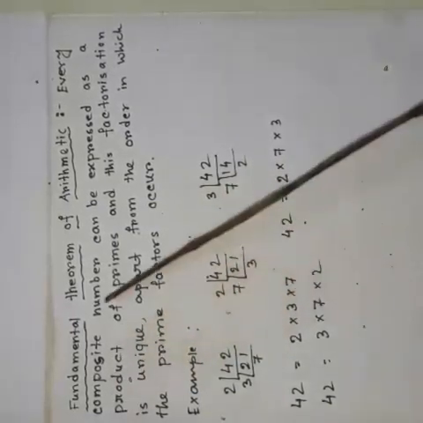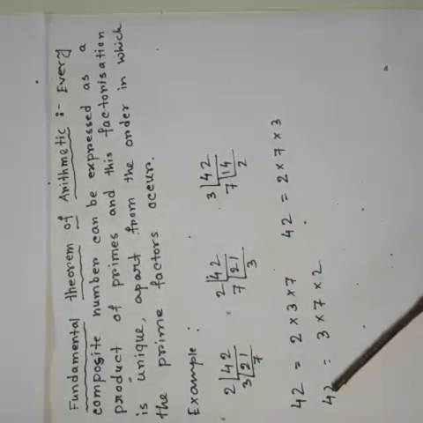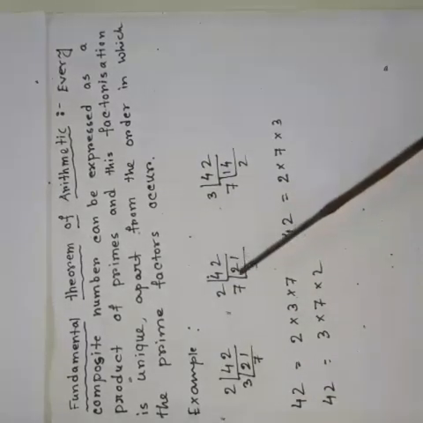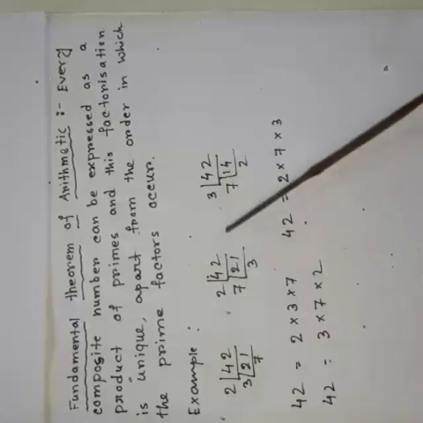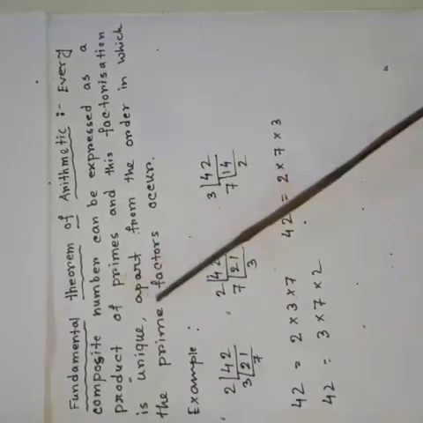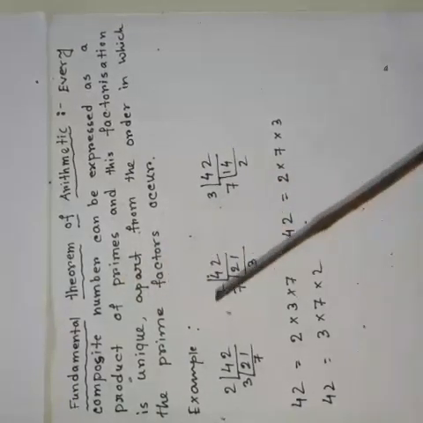Now, what is a composite number? If a number is exactly divisible by at least one more number other than 1 and itself, then it is called a composite number. For example, 4, 6, 8, 9, 12, etc.